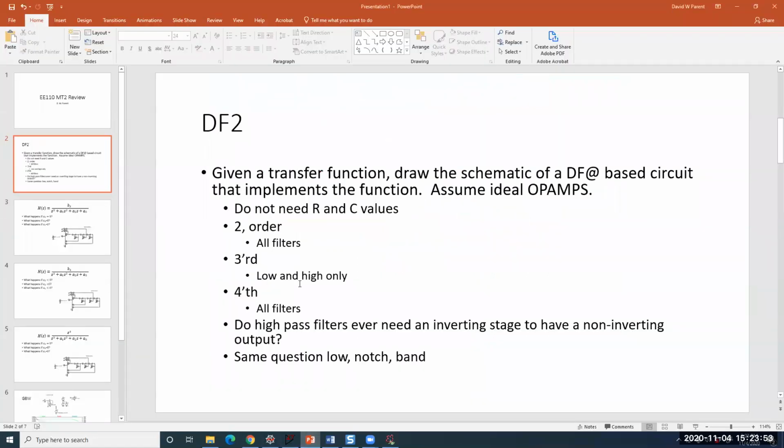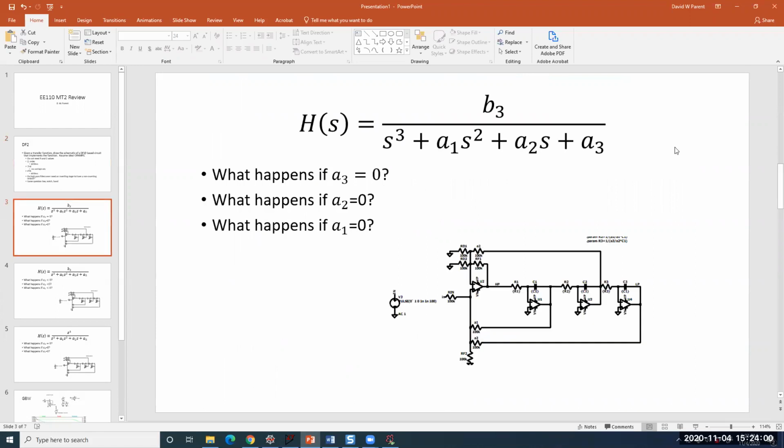Okay. So that's a sample, right? Here's all the things, though, that it could be. Now, I was thinking about DF2. Landscape is the devil. Anyway, here's a transfer function for a low pass 3rd order filter. Here is the Bode plot. I mean, not the Bode plot. Here is a schematic, right?